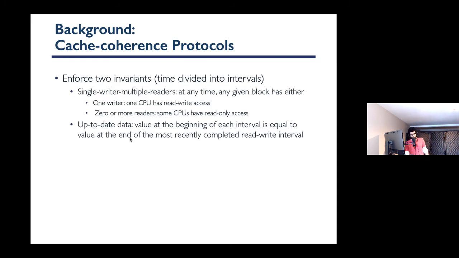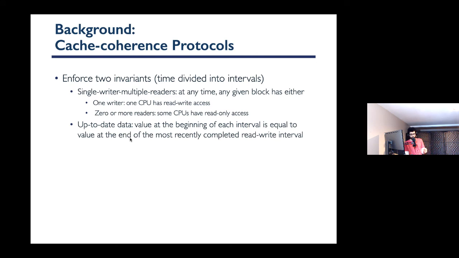Okay. So how do we approach this? How do we solve this problem? How do we design cache coherence protocols? There are two goals, or two invariants, that we have to have for any cache coherence protocol. The first one is the single writer, multiple reader invariant, which says at any given time, you should have either a single writer or multiple readers.